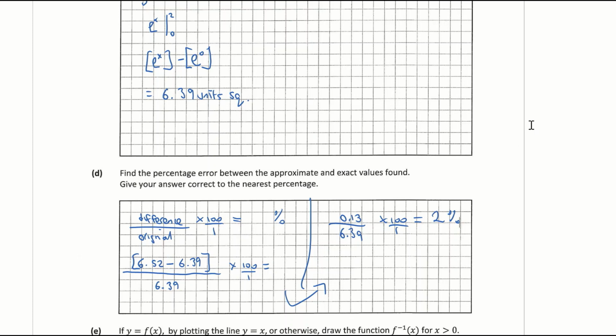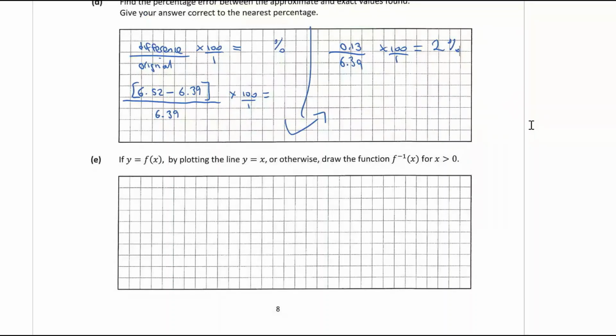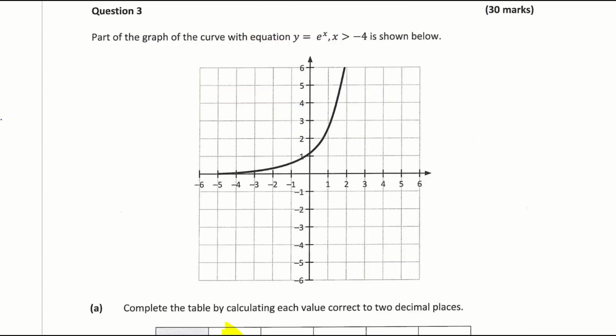Looking now at part E, if y is equal to f of x, by plotting the line y is equal to x or otherwise, draw the function of f inverse x. So we're looking at the inverse here. I'm actually just going to go back up to my picture for a few minutes. The first thing we could do is plot the line y is equal to x. So with my ruler, I'd be drawing y is equal to x. That's for every input, my output is the same.